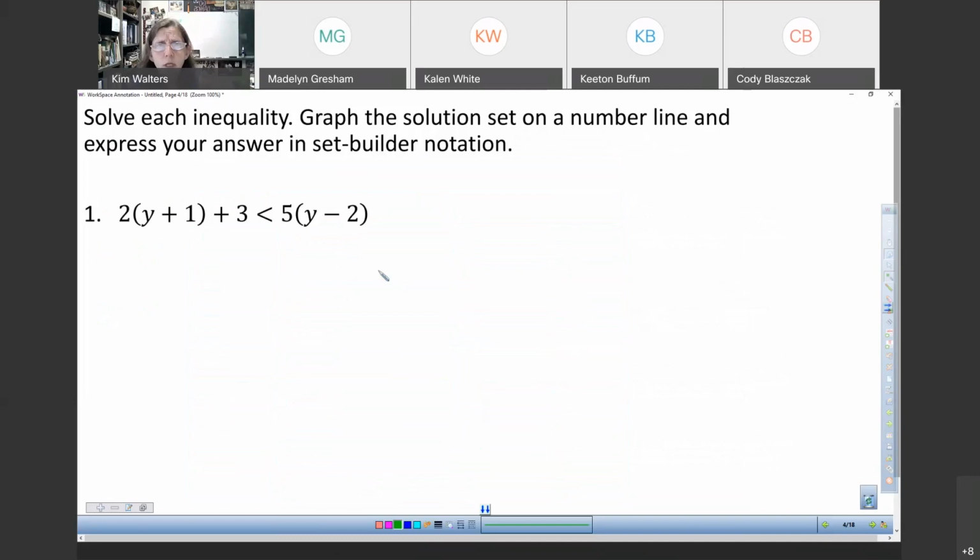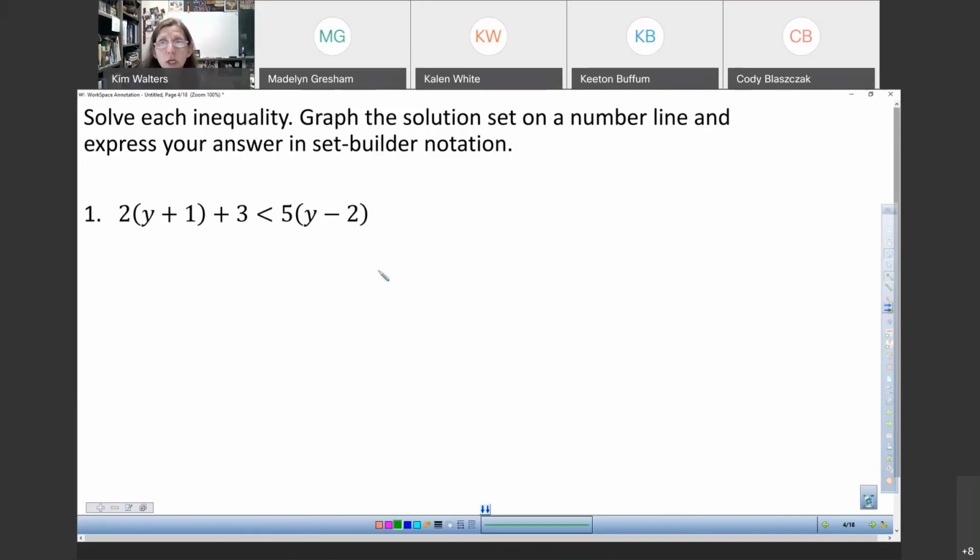When we solve inequalities, we solve them just like we would solve equations. The only difference is that if I multiply or divide by a negative number, I flip the inequality around. That's the only difference in solving equations and inequalities, okay? And we'll talk about that as we get to these.